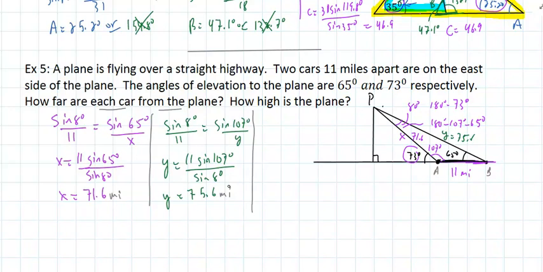Now what? Now they want to know how high is the plane. Well, if I look at this plane, let me think really quick. If I look at this triangle, think about it. I have an angle. I want the opposite and I have the hypotenuse. Doesn't the sine of 73 degrees equal the opposite over the hypotenuse? If you cross multiply, I don't need the law of sines if it's a right triangle.